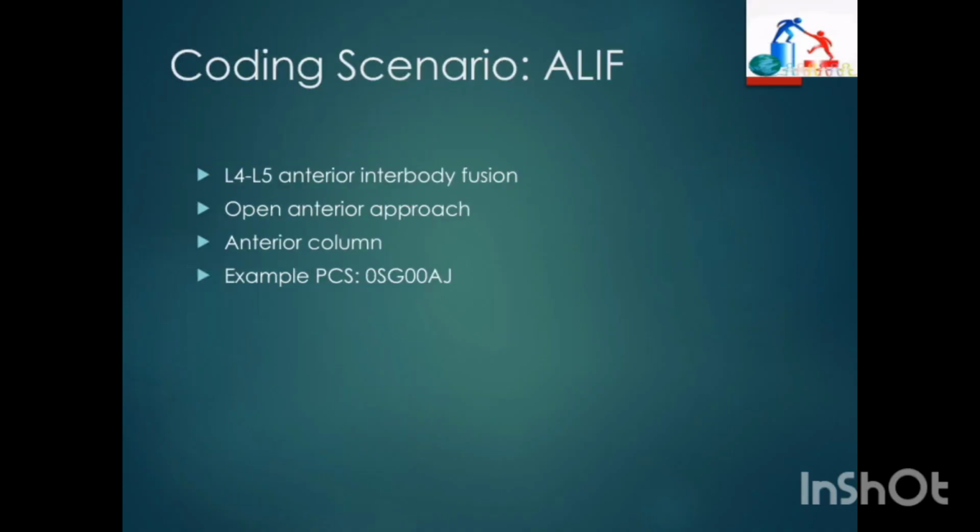Today, we're focusing on the L4-L5 anterior interbody fusion, a common procedure used to address issues at this spinal level. This approach is performed through an open anterior route, which means we access the spine from the front. One of the key points here is that this approach allows direct access to the anterior column, the front part of the spine structure, which is crucial for stability and alignment.